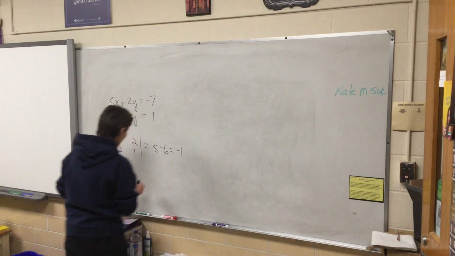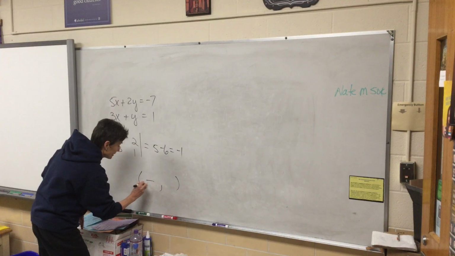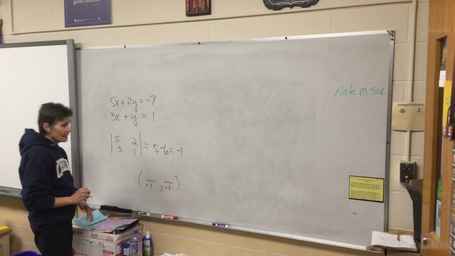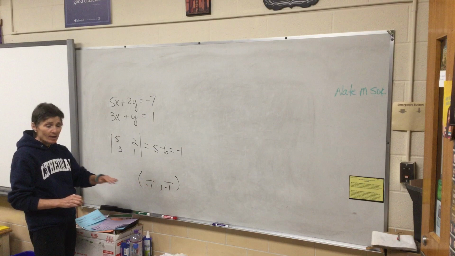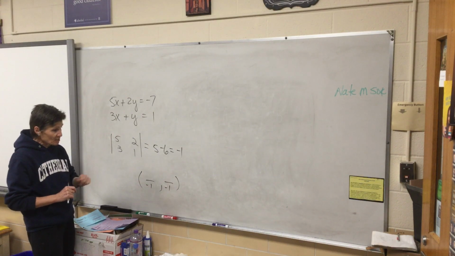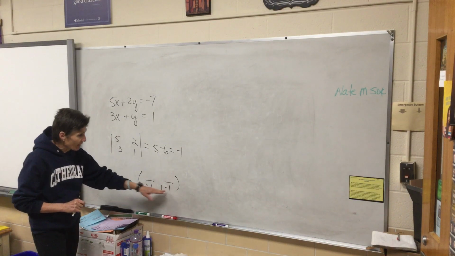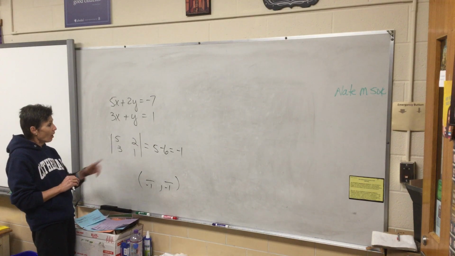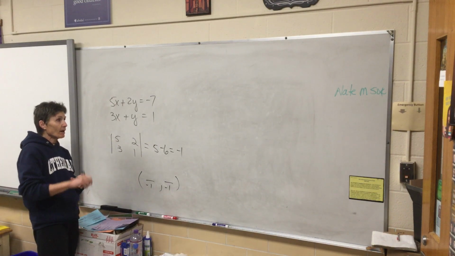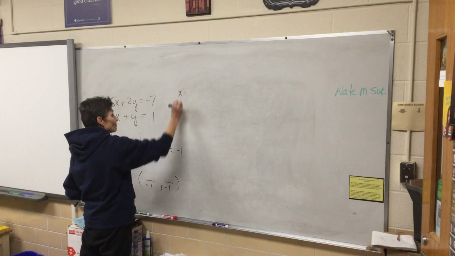But since this number is going to become my denominator, if that would happen to be 0, then I'm done with this procedure because I can't divide by 0. Ours isn't, it's -1. All right, who remembers the next step?